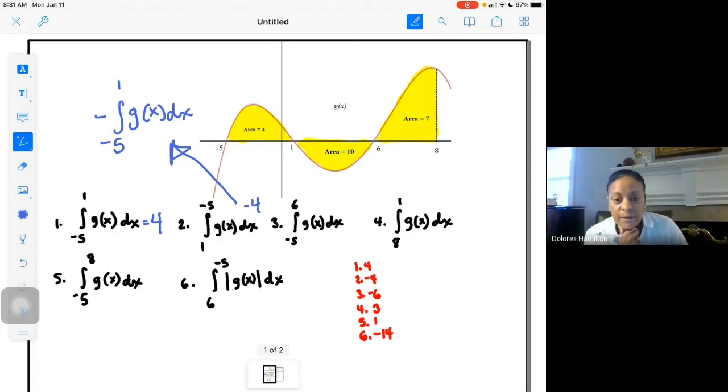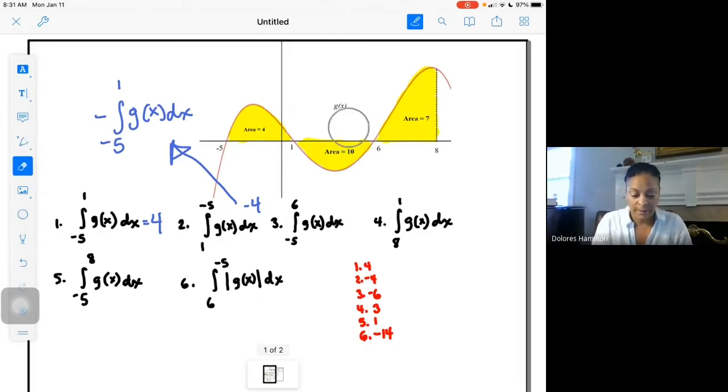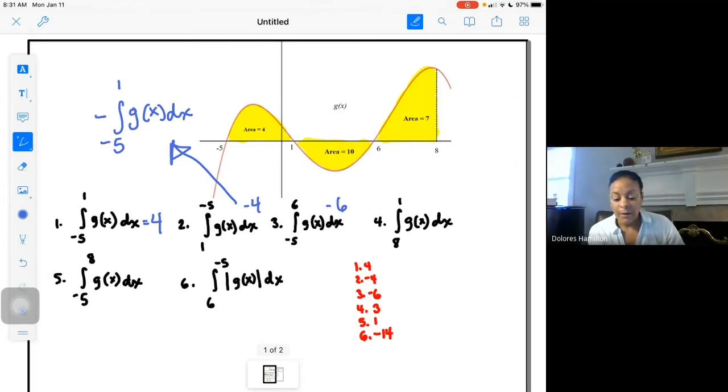3 tells us to go from -5 to 6 for this definite integral. That means we're adding 4, and since the area below the x-axis for the integral from 1 to 6, we're going to subtract. 4 take away 6, 4 take away 10, leaves us with -6. Great. Then we're on 4.